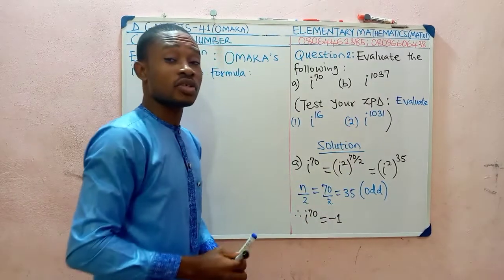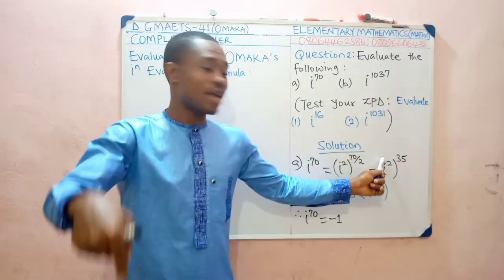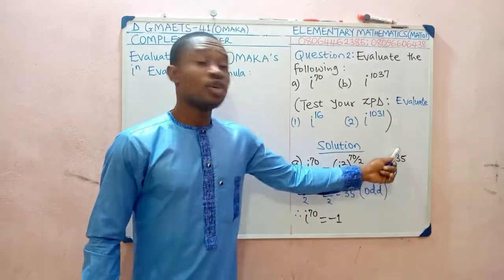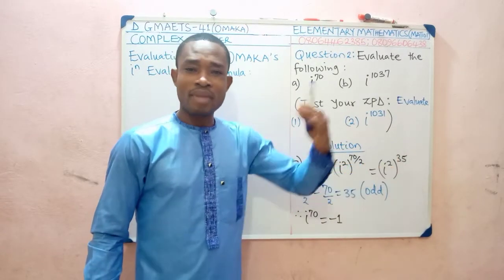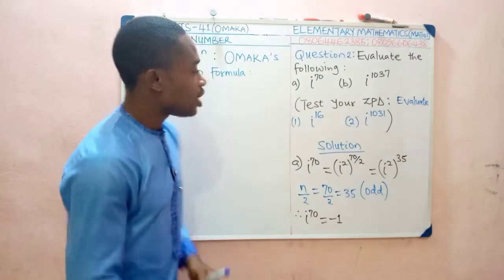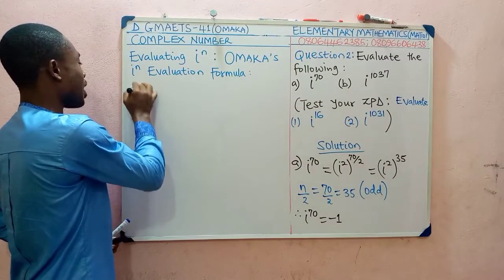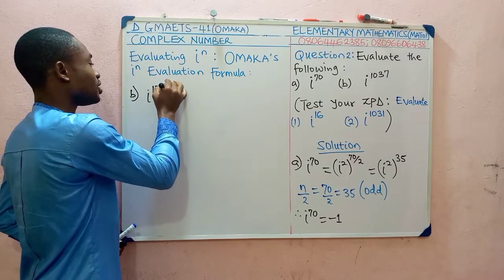You can verify that yourself. You know that i squared is equal to minus 1. So this bracket here is minus 1 raised to power 35. Power 35 is an odd power. Minus 1 raised to an odd power is still minus 1. Let's look at the second part of the question, B part. We have to evaluate i raised to power 1037.